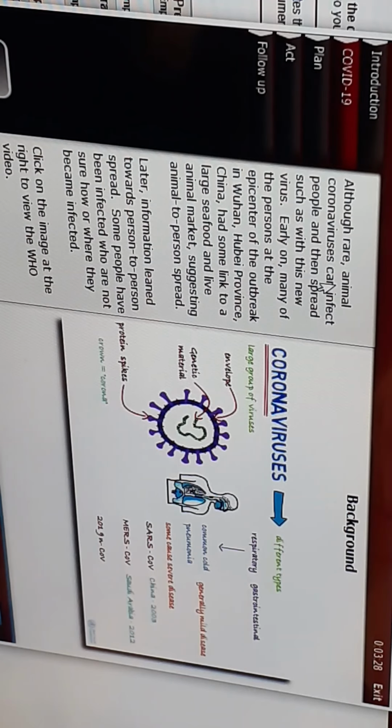Although rare, animal coronaviruses can infect people and then spread, such as with this new virus. Early on, many of the persons at the epicenter of the outbreak in Wuhan, Hubei Province, China, had some link to a large seafood and live animal market, suggesting animal-to-person spread. Later, information leaned towards person-to-person spread. Some people have been infected who are not sure how or where they became infected. Click on the image at the right to view the World Health Organization video.